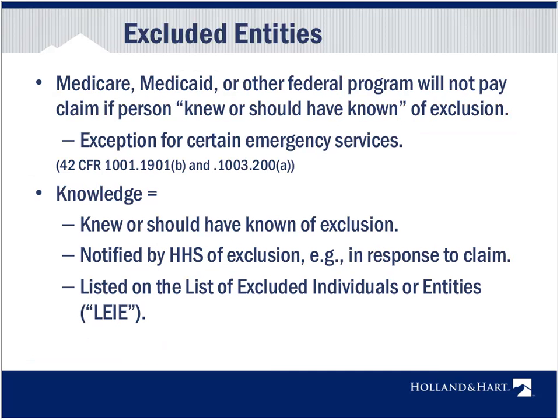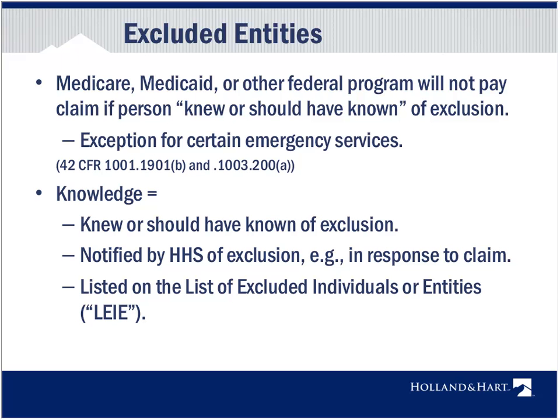Now, Medicare and Medicaid, or the federal program, is not going to pay the claim if the person knew or should have known of the exclusion. So it only applies if you knew or should have known of the exclusion. There's an exception for emergency services. We won't go into that. But it only applies if you knew or should have known of the exclusion. Well, how do you know or should have known?